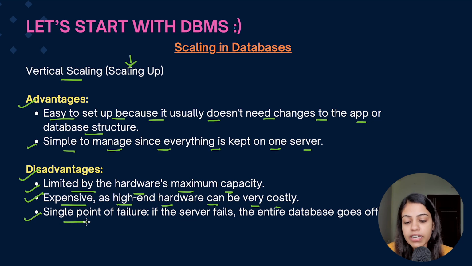Now coming to the third point, that is single point of failure. Since there is only one server in which we are increasing the CPUs as well as RAM, what if the server fails? All the system will go down, right? If the server fails, the entire database goes offline, and we won't be able to process the requests of different users, resulting in multiple 500s or server not found.